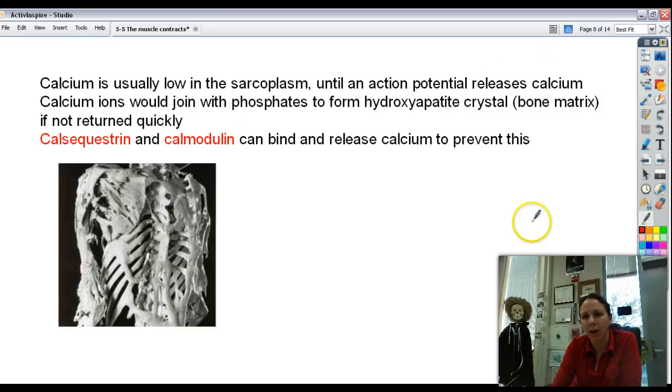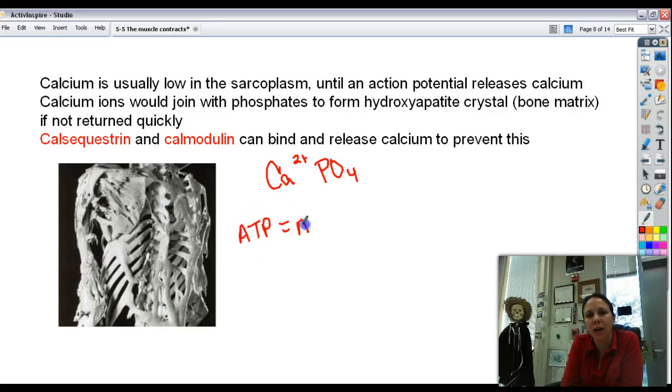Now the calcium ions, if I have the calcium just floating around in the cytoplasm, well, they may join with a phosphate because there's a whole lot of ATP breaking down in here. And if you remember, ATP is made of ADP and a phosphate group. Well, that phosphate group, PO4, really likes, because he's got a negative 3 charge, he really likes calcium, and so they're going to stick together.